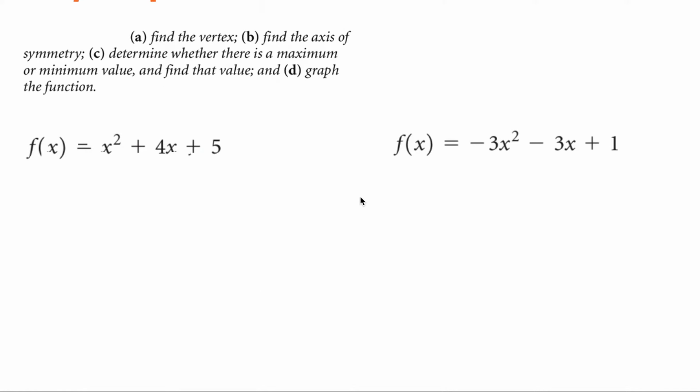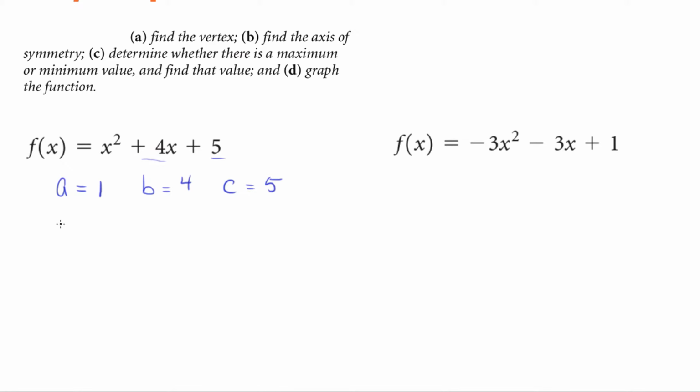Okay, so let's start with this polynomial right here. x squared plus 4x plus 5. Well, first, I want you to determine what's a, what's b, and what's c. A is, well, if there's no number in front of x squared, you have to assume that the number is 1. Here b is 4, and c is 5.